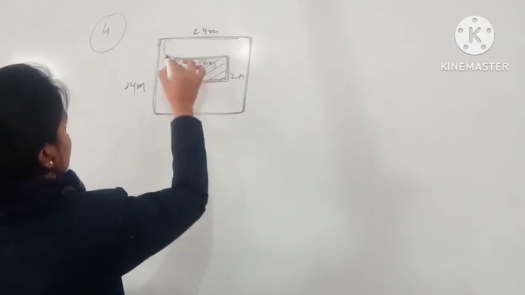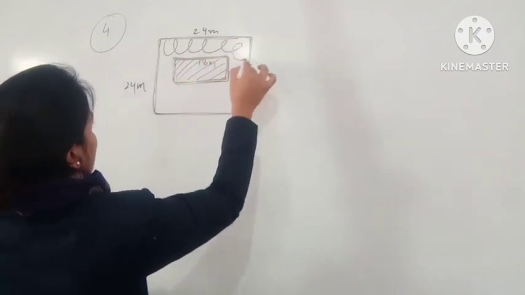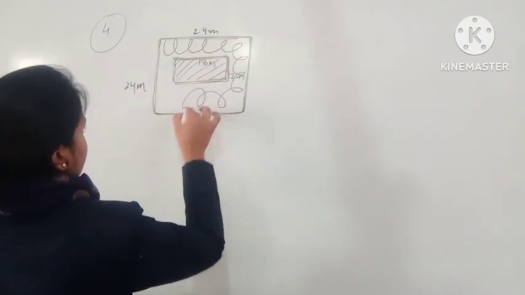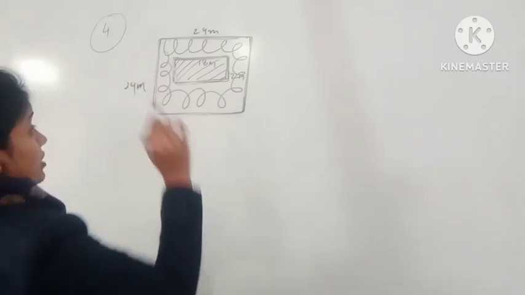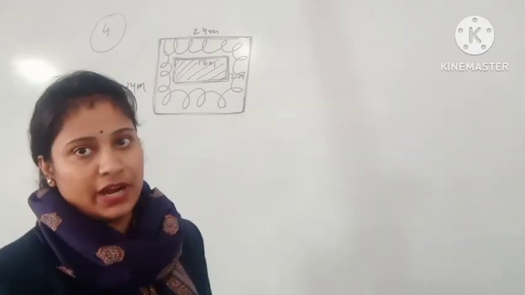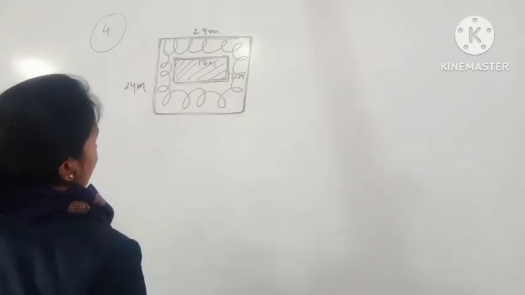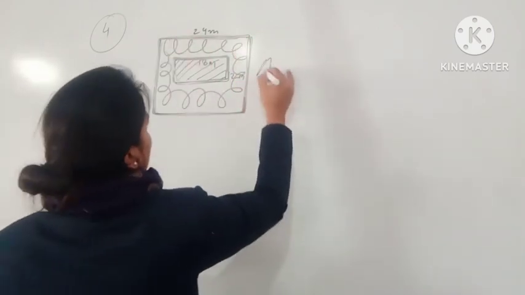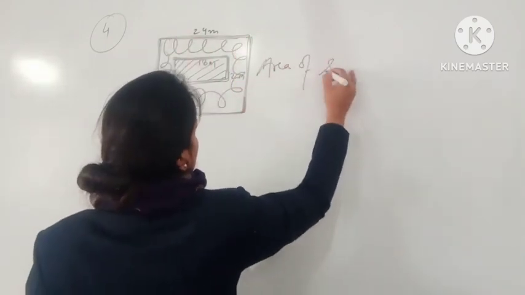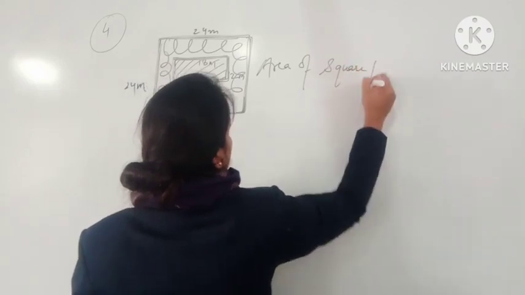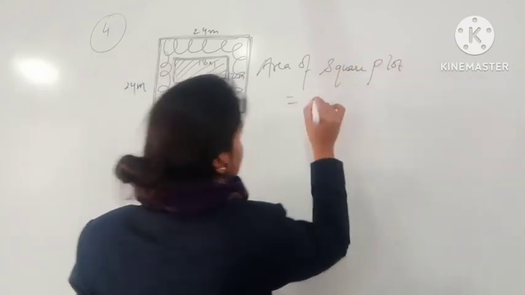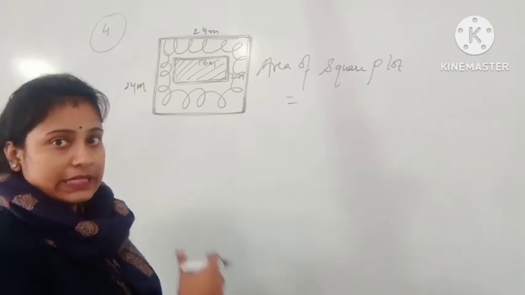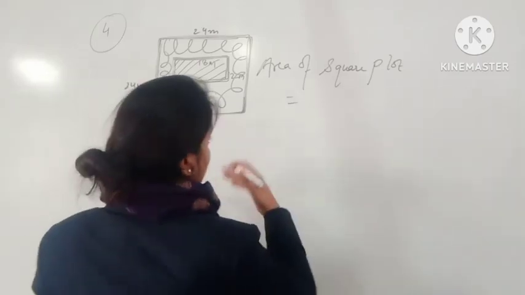So first let us find out the area of the garden. So how are we going to find out the area of the garden? First, let us find out the area of the square plot. So what is the area of a square plot? The area of a square is side square. Each side measures 24 meter. So this will be 24 square, and this will give you 576 meters square.